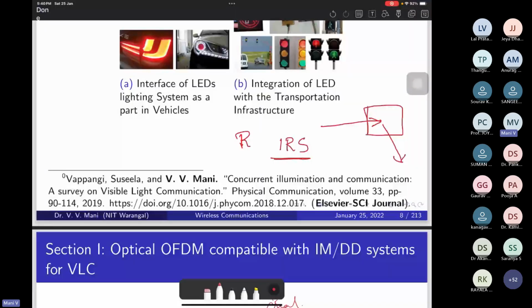RIS diverts the signals towards the buildings. So we can add IRS to my LED infrastructure. Okay, so it is a very good paper.